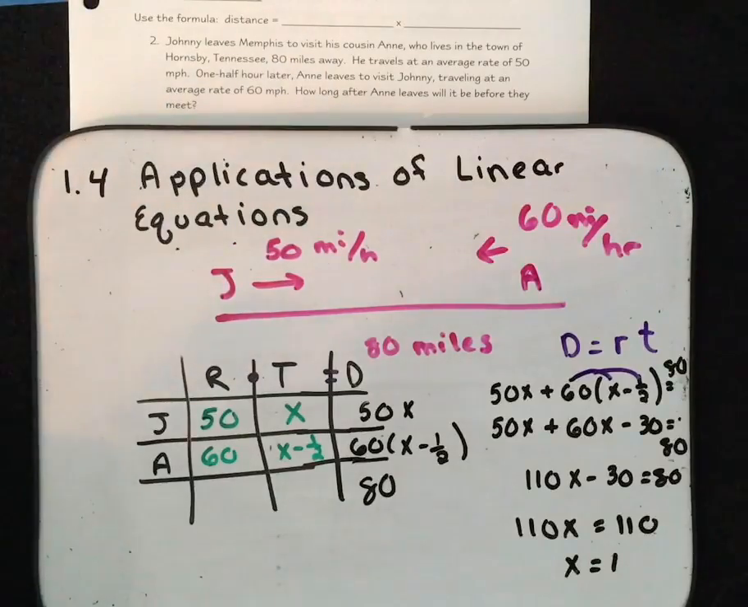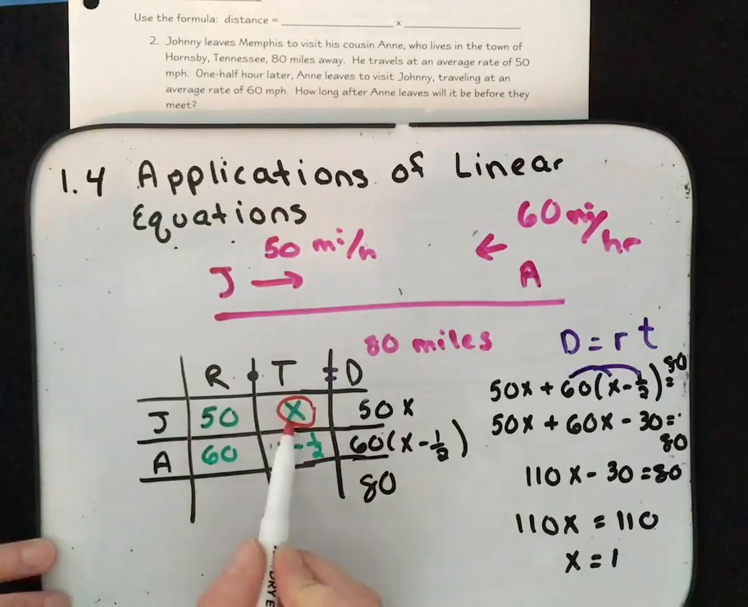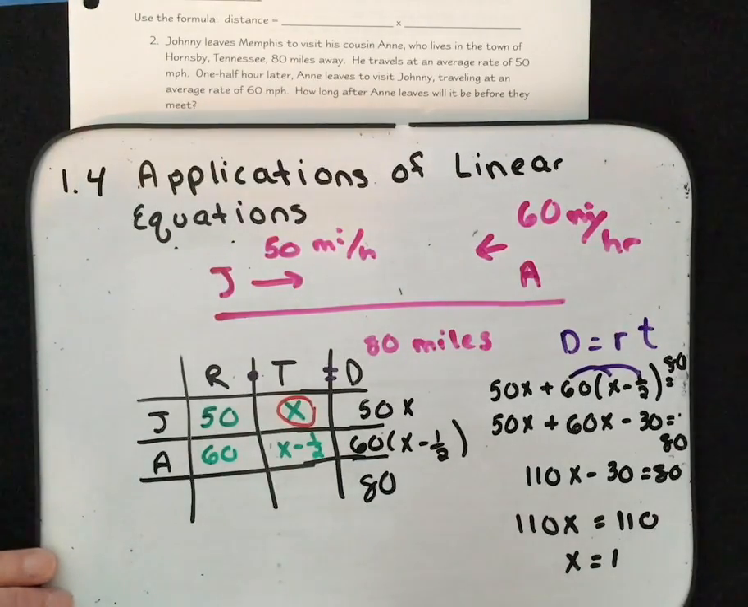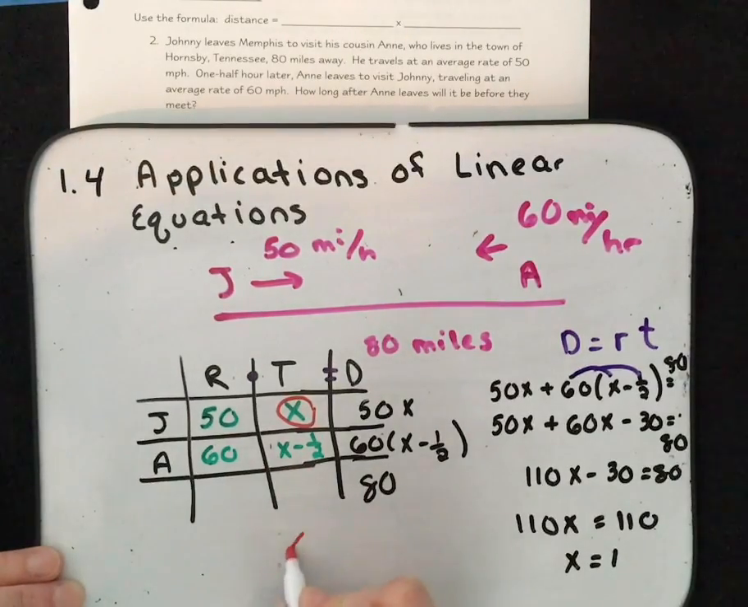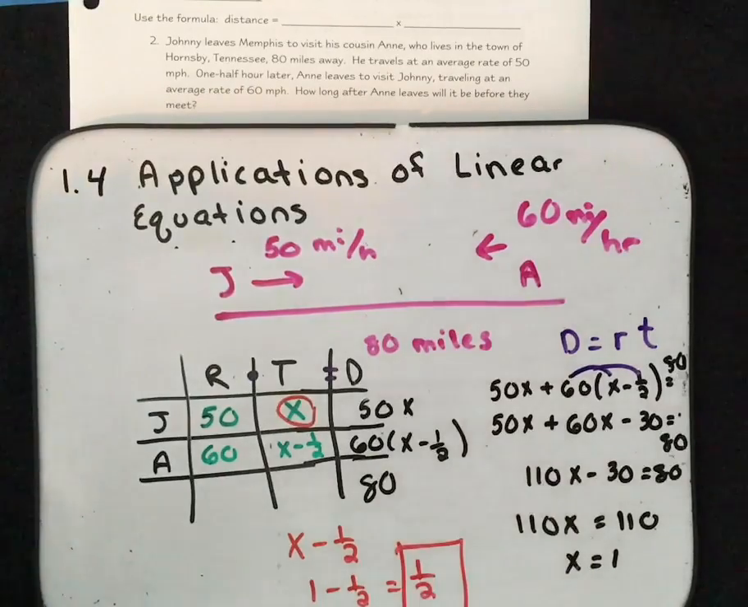So what does that mean? Well, what did we assign x to be originally? We said x originally, right here, was Johnny's time. So Johnny was driving for an hour. Let's see what it says in the question. How long after Ann leaves will it be before they meet? Well, Ann's time is x minus 1/2. So 1 hour minus 1/2 is 1/2. So they will meet 1/2 hour after Ann leaves.